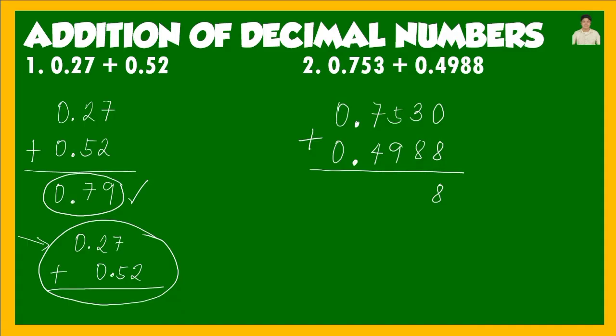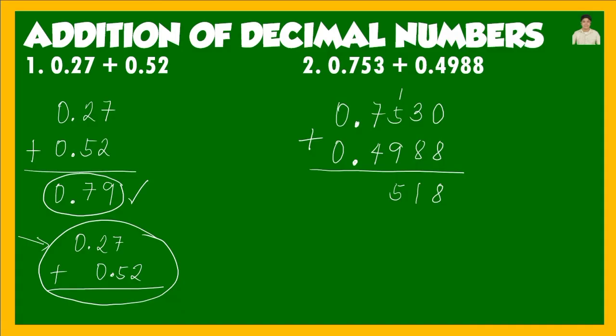So, lagay natin yung 1 dito and then magre-regroup tayo ngayon ng 1. Next, 5 plus 9, we have 14. Plus 1, 15. So, sulat natin yung last digit. Tandaan natin kapag nagre-regroup tayo, yung last digit lang po ang sinusulat natin. And then, yung first digit natin is yun yung ating nire-regroup sa kabila.